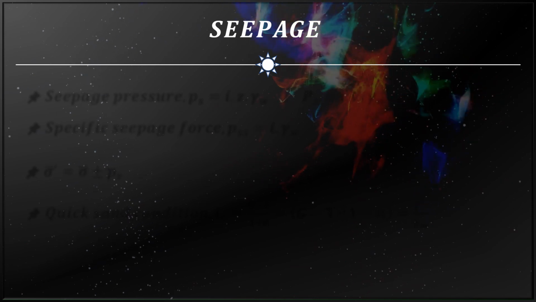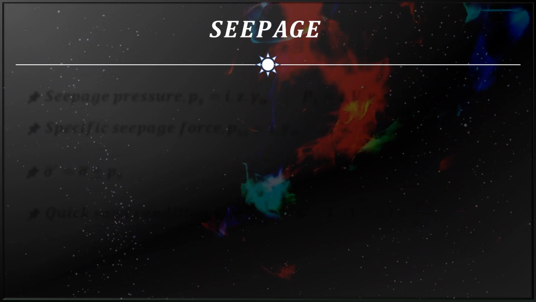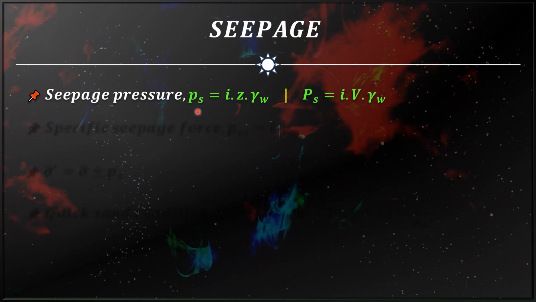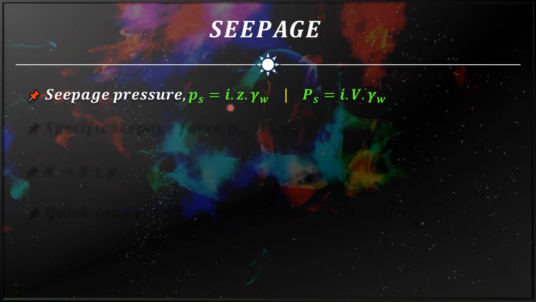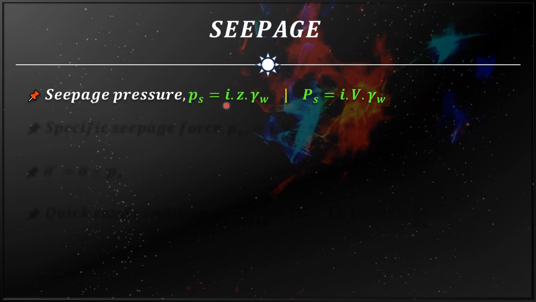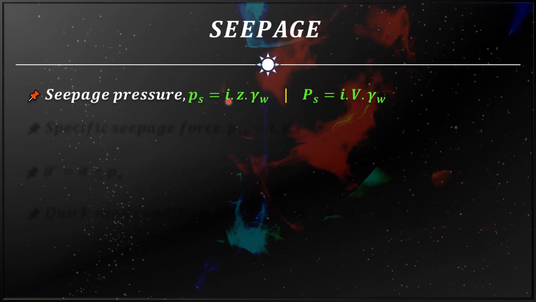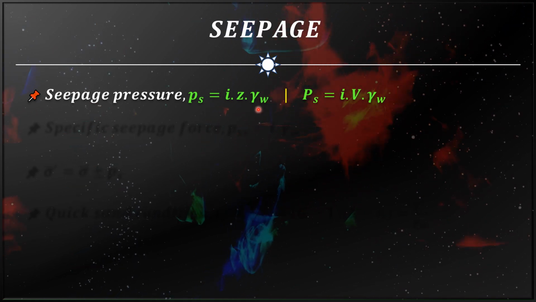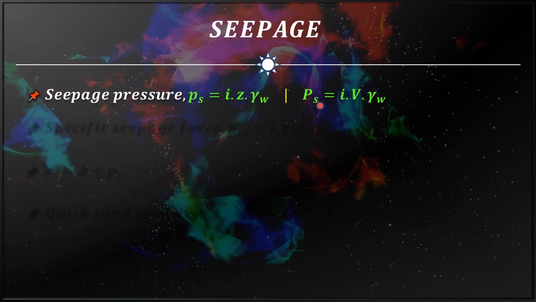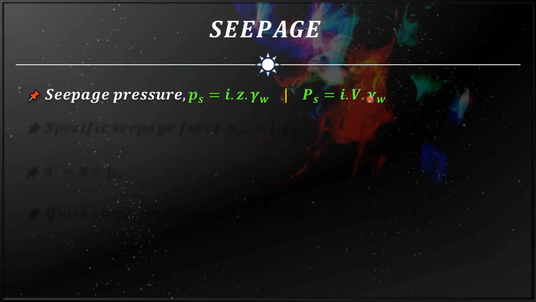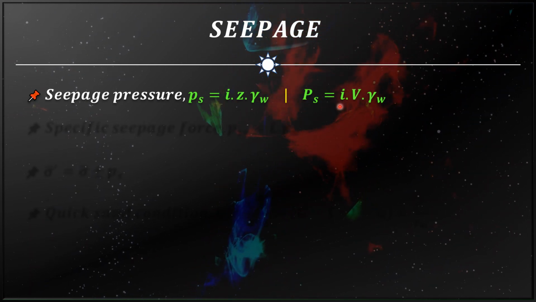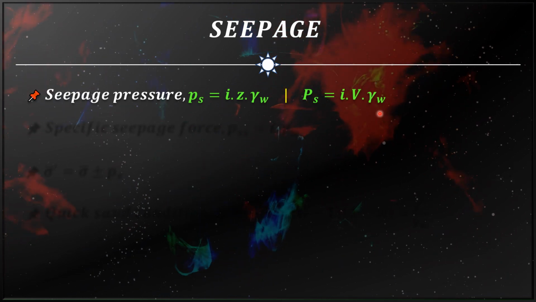Now we shall move on to the seepage chapter and the formulas we have to study under it. First we shall see the seepage pressure. Small ps is equal to I into z into gamma w. What is I? We know that is the hydraulic gradient, z is the depth of the strata, and gamma w is the unit weight of water. Capital Ps is the seepage force, and that's why we multiply this formula with area also. So it is I into volume into gamma w.